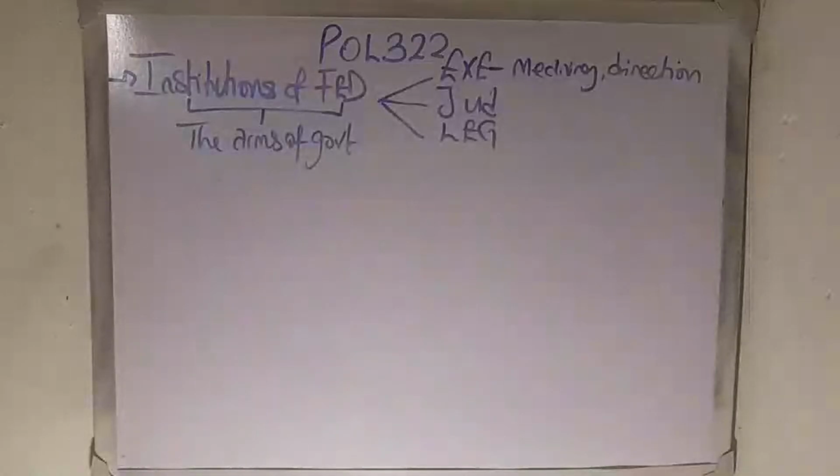Now, the structure and working process of the executive is, however, determined by the system of government in operation. Yes, very true. It depends on the system of government in operation that determines the structure of the executive. All right. So we have that on the executive.